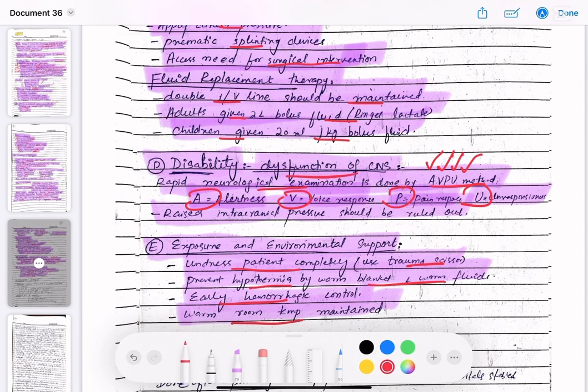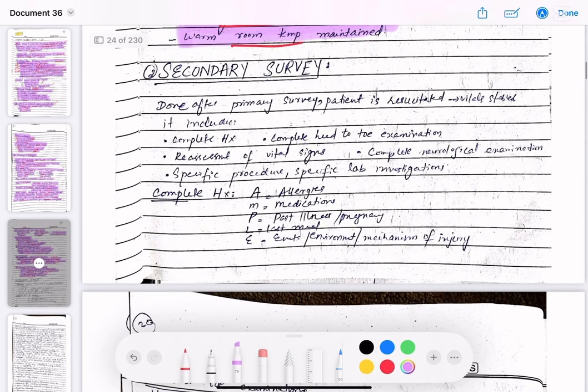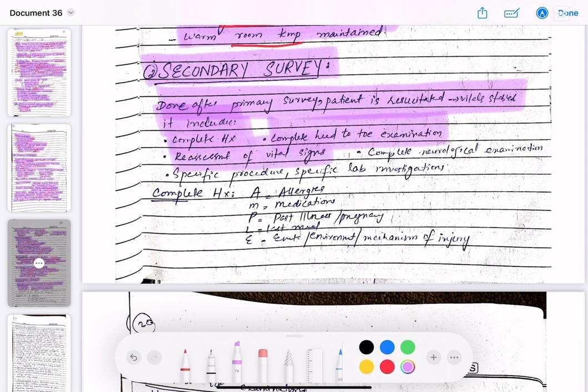Now the secondary survey. The secondary survey is done after the primary survey, once the patient is resuscitated, that is, vitals are stabilized. It includes the complete history, a complete head to toe examination, reassessment of the vital signs, a complete neurological examination, and specific procedures and specific lab investigations.